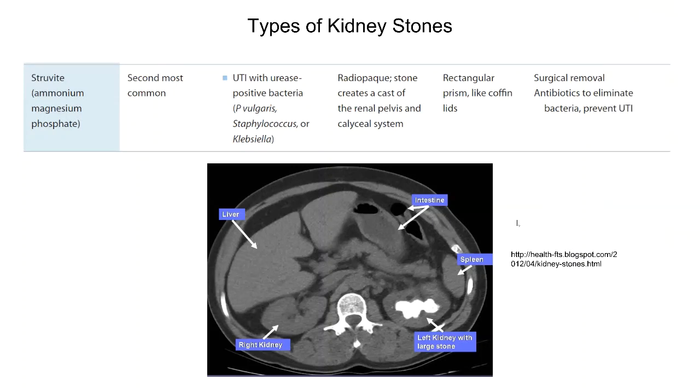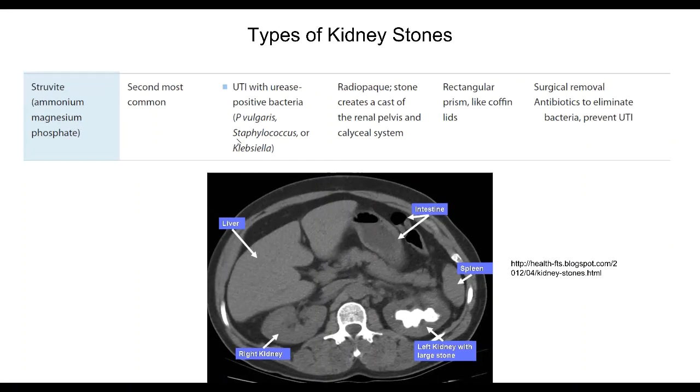So we're gonna talk about the struvite. So the ammonium magnesium phosphate stone, we can also call it a struvite stone. You need to know this one because it's tested so commonly. That's why it's also the second most common stone. The reason why it's highly tested is because it's associated with UTI, which means infection of the urease positive bacteria.